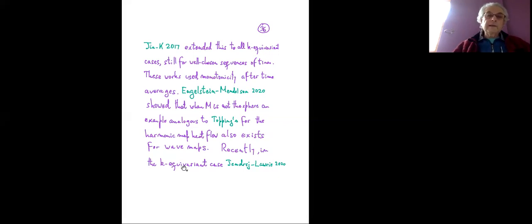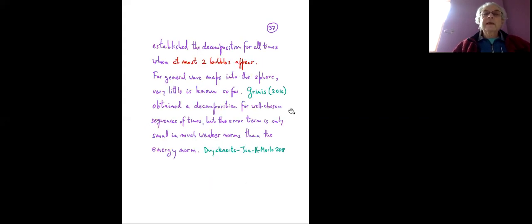So in the k equivariant case, Jendrej and Lawrie in 2020 established the decomposition for all times, provided at most two bubbles appear. So in the first works, we had at most one bubble. They were able to show that this decomposition holds when at most two bubbles appear. And this was a great advance.